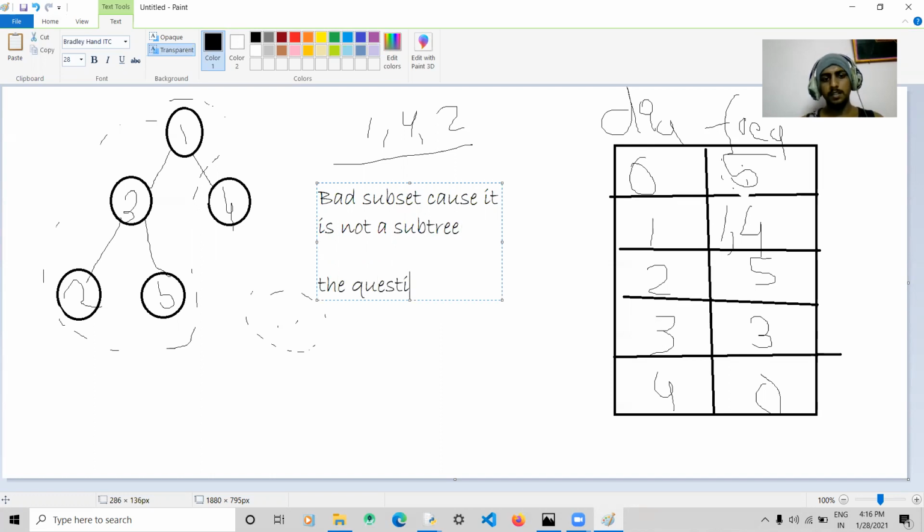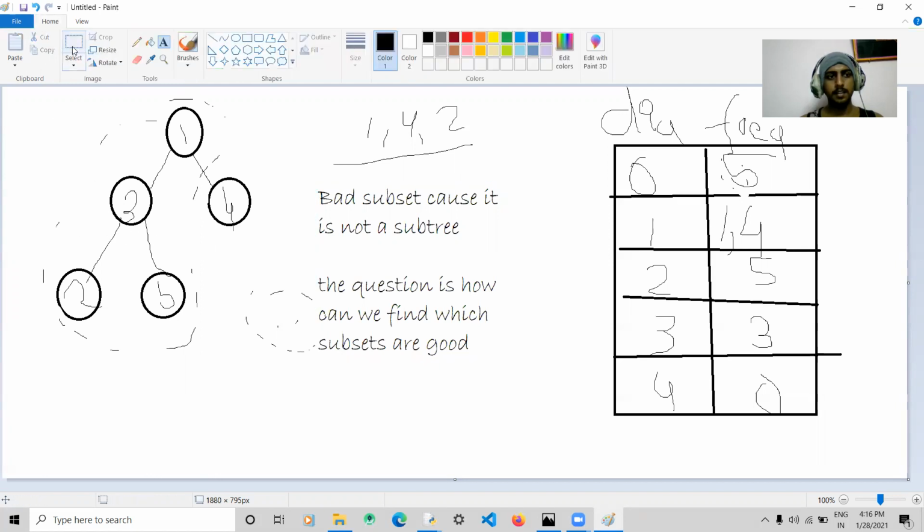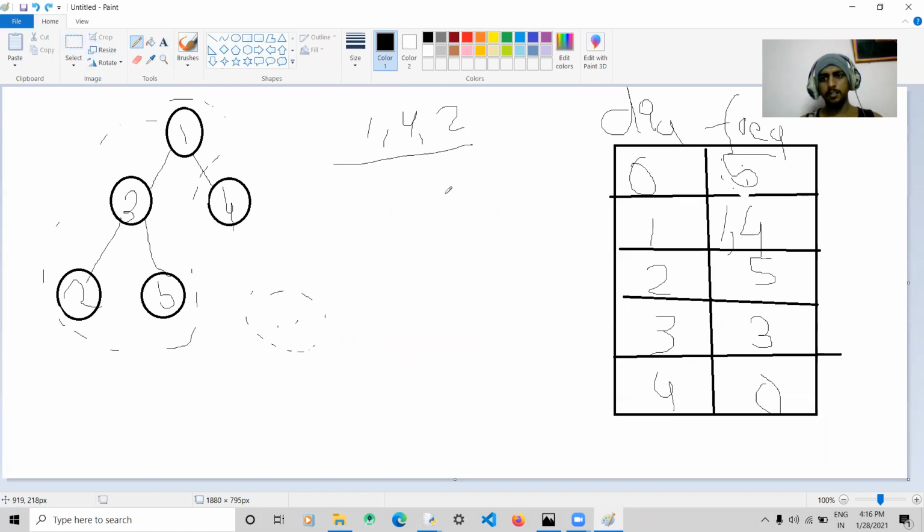The question is, how can we find which subsets are good? Like, we know 1, 4, 2 is bad, but 1, 4, 3 is good because they are connected. If you delete everything else, they will still remain connected. So we will get to that. Assume you can find which set is good or bad.